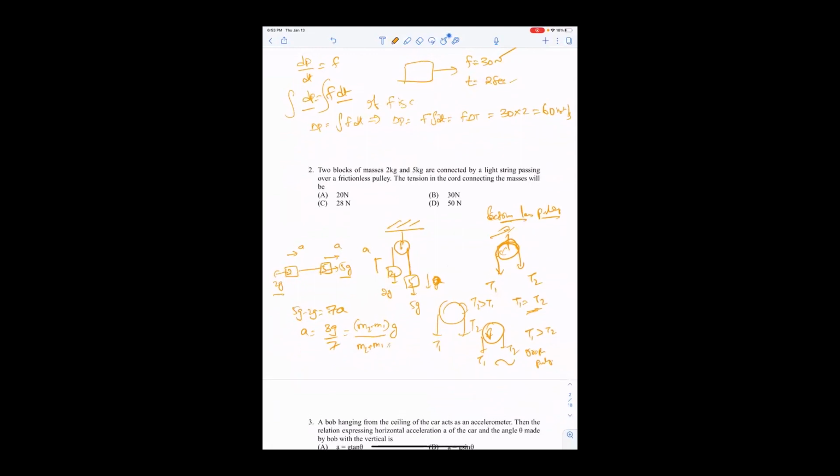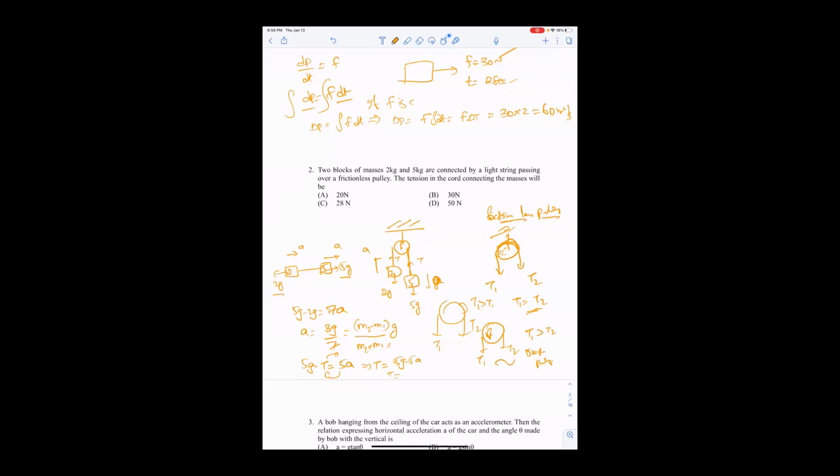Now how to find the tension? Take either of the blocks, either the 5 kg or the 2 kg. Let the tension here be T and T. If I take the 5 kg block, it is going down. That means 5g is more than T. That is why it is going down, right? So 5g minus T is 5a. From this, tension goes to the right side, this comes to the left side: T is 5g minus 5a, right?